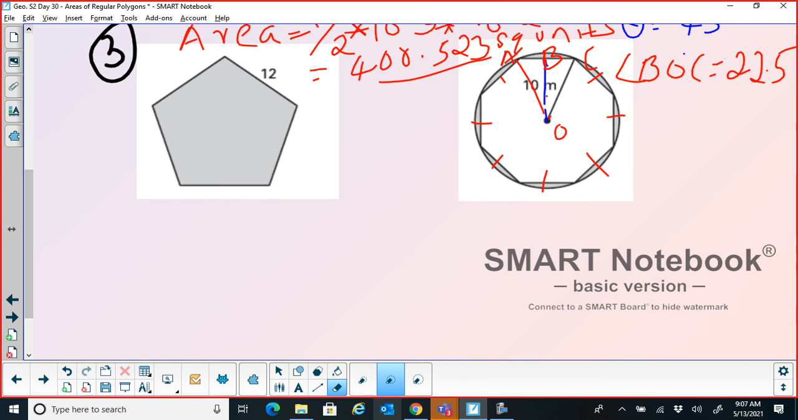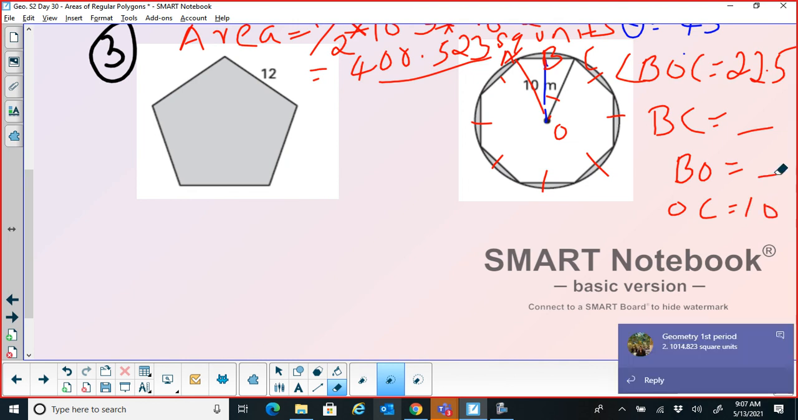Now the angle is over here. With respect to it, I need to find BC and I need to find BO. I don't have those values, but I have OC as 10. We have to use OC and find these two using our trig ratios.